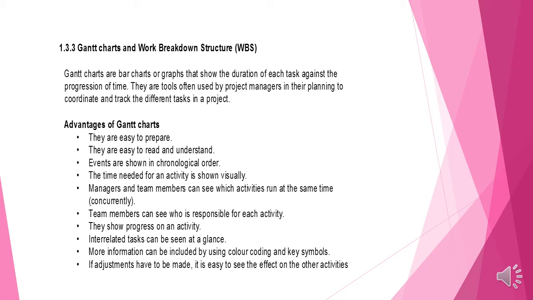The Gantt charts on page 122. Gantt charts are bar charts or graphs that show the duration of each task against the progression of time. They are tools often used by project managers in their planning to coordinate and track the different tasks in a project. The example of a Gantt chart on page 122 is a Gantt chart for a building project.